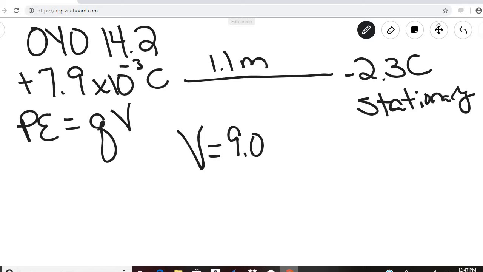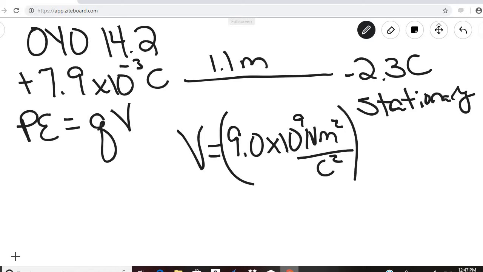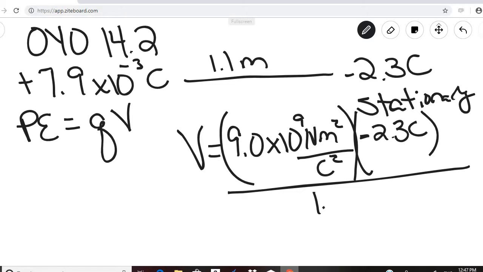9.0 times 10 to the 9th Newton meters squared over Coulomb squared, and then times the charge of the stationary charge, including the sign, and then the radius between them is 1.1 meters. Okay, so one of these meters will cancel, one of those coulombs will cancel, we'll be left with Newton meters over coulombs, which is a volt. And so what you should get for V there is negative 1.9 times 10 to the 10 volts.